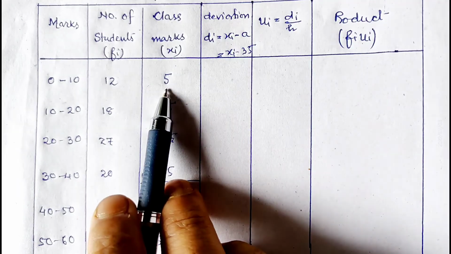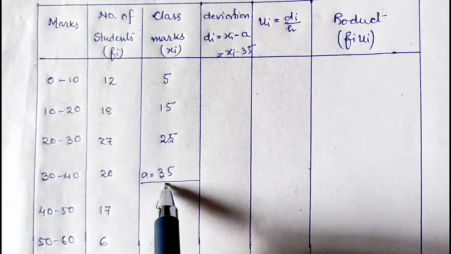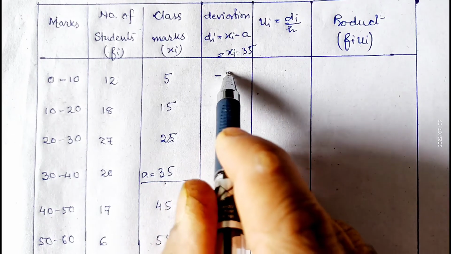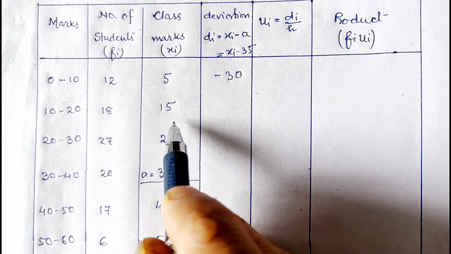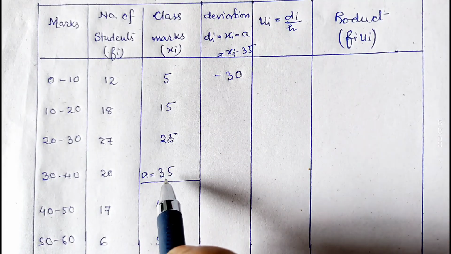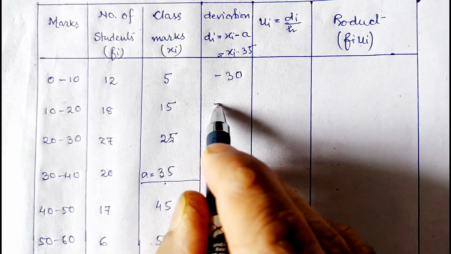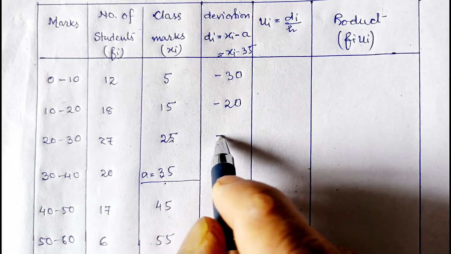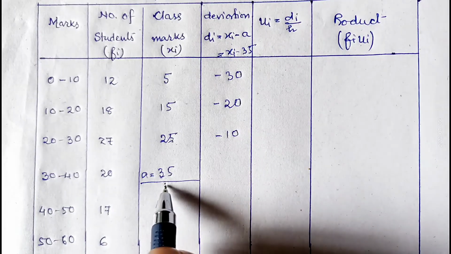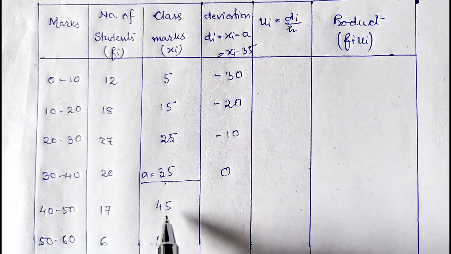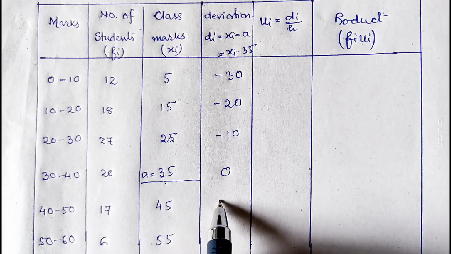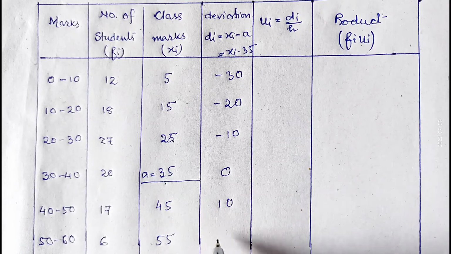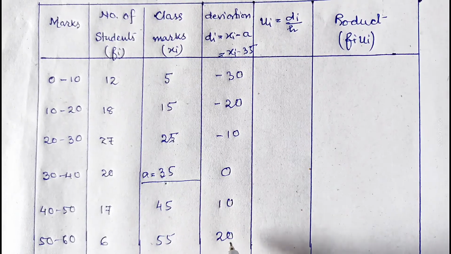Now in the first case it will be 5 minus 35, which is minus 30. Second case 15 minus 35 is minus 20. 25 minus 35 is minus 10. 35 minus 35 is 0. 45 minus 35 will be 10, and 55 minus 35 will be 20.